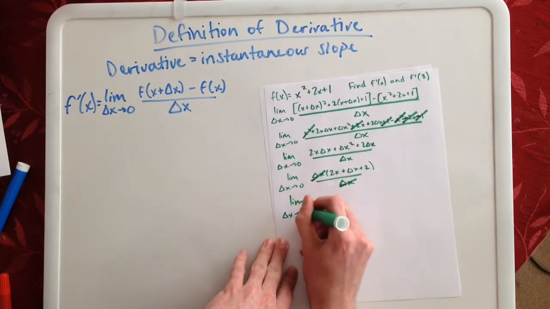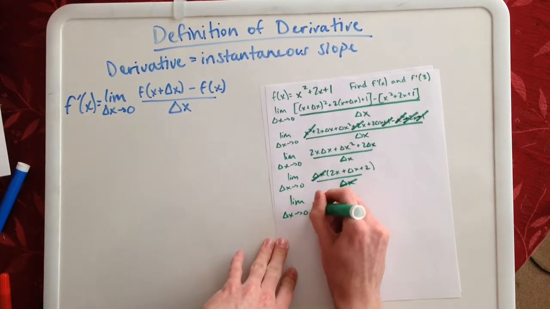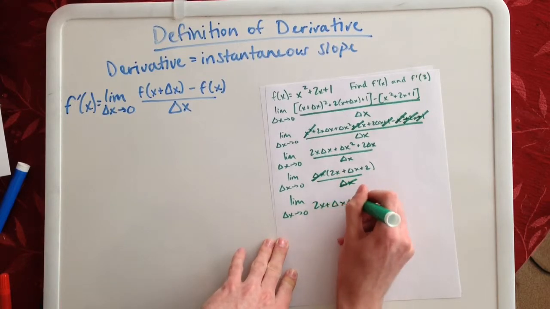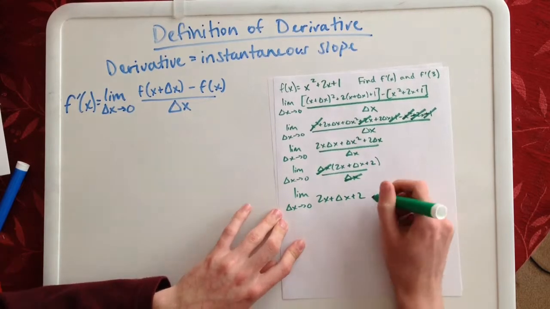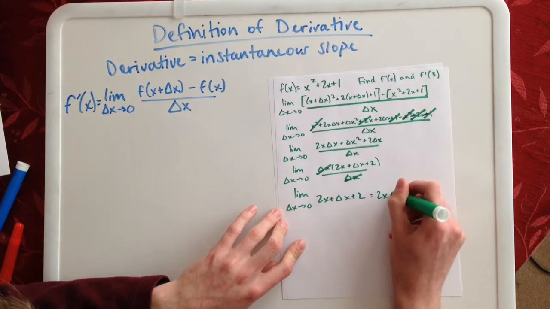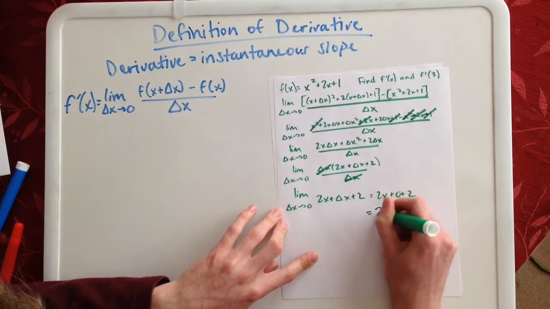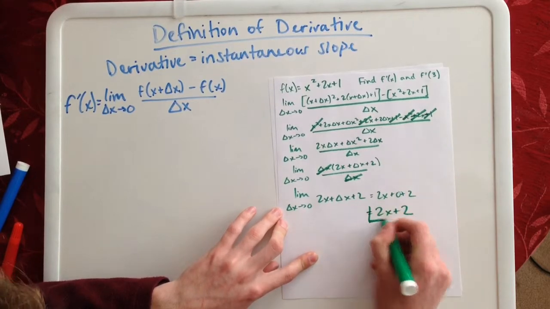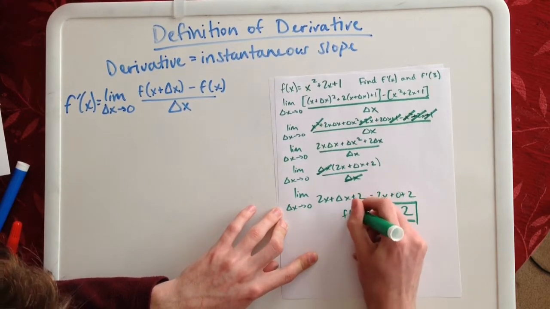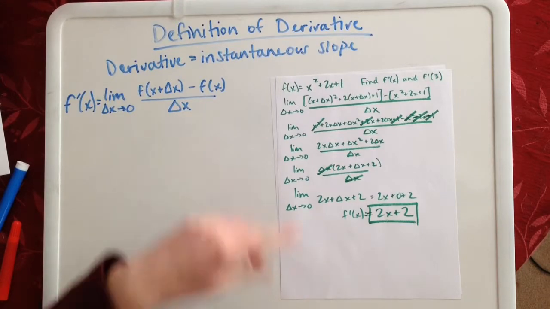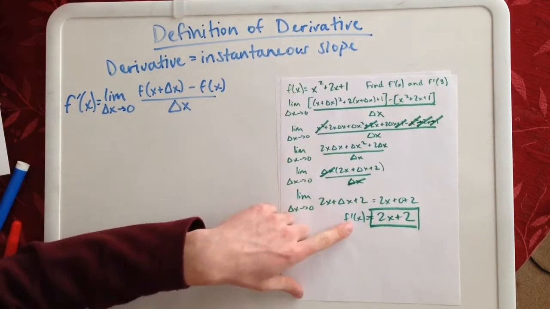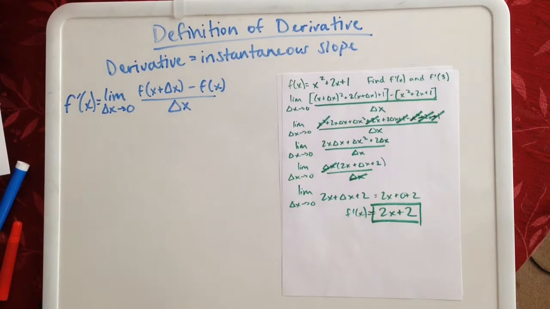Limit as delta x approaches 0 of 2x plus delta x plus 2. Alright, now we can substitute the 0 for delta x. So 2x plus 0 plus 2. That means we get 2x plus 2 as our answer for f prime of x. That means the derivative function of x squared plus 2x plus 1 is 2x plus 2.